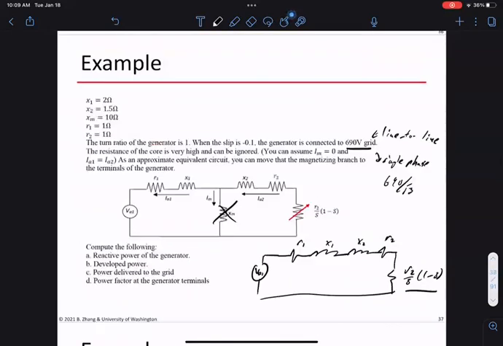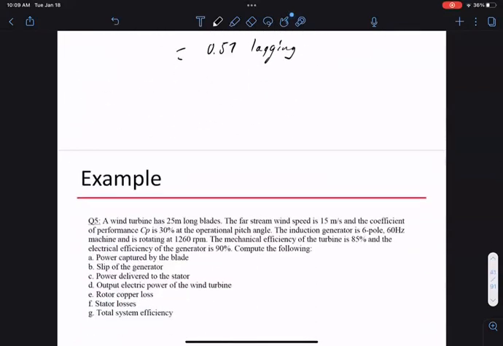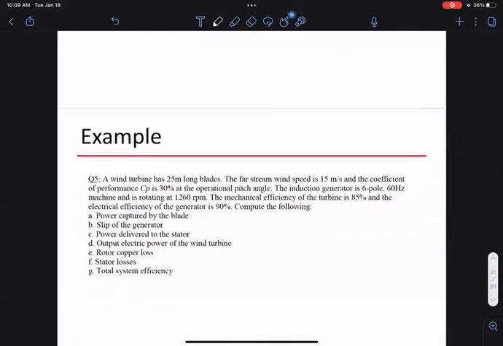Okay, all right. So that's one example. Let's do one more example that puts everything together. This goes from how large a turbine is, all the way to what different kinds of losses we have on total system efficiency. So we're just putting all the equations we have seen together.